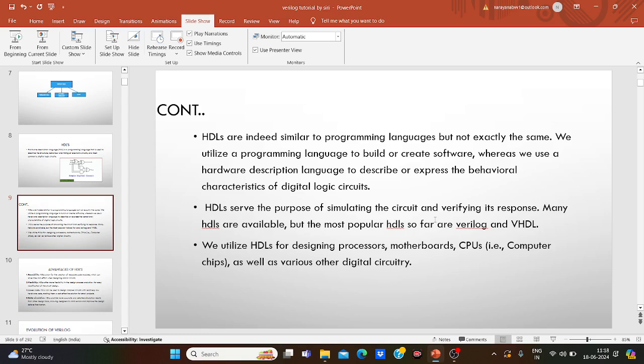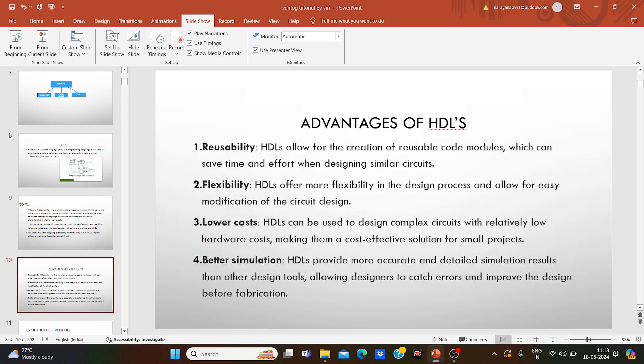So every electronic chip that you are going to design, mostly you will be designing by utilizing HDLs, hardware description languages, right? So coming to the advantages of HDLs, the first and most important thing is reusability. So what is this reusability? Basically, we can call this reusability.